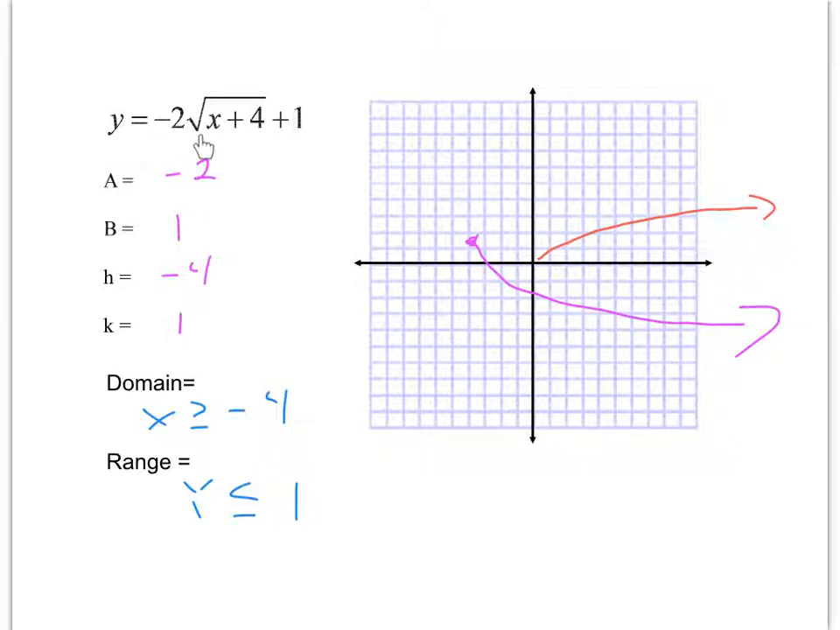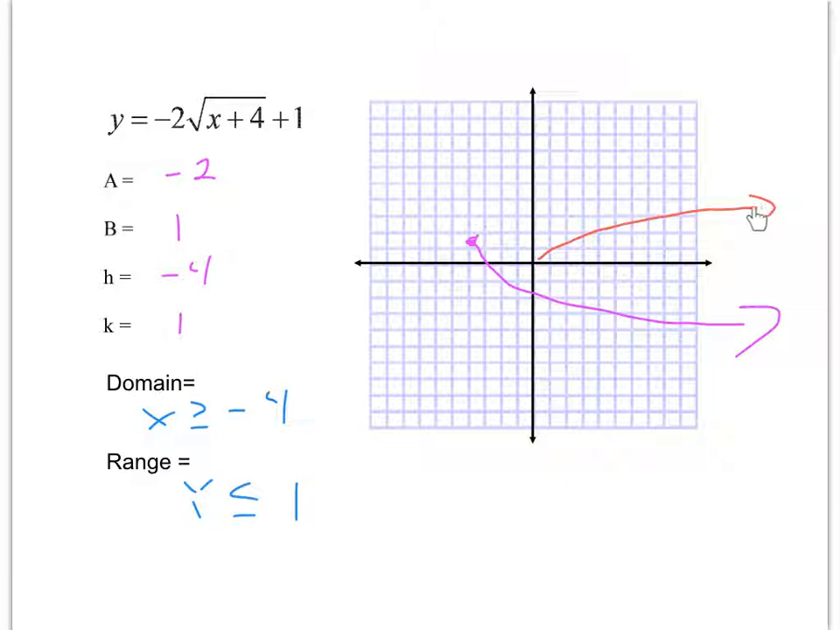B is 1, there's a 1. H is -4. Remember, x minus -4, it's x minus H inside my radical. So my H is negative 4, and K, my vertical climb, is +1. Okay, K is 1. So now here's our parent function, right?